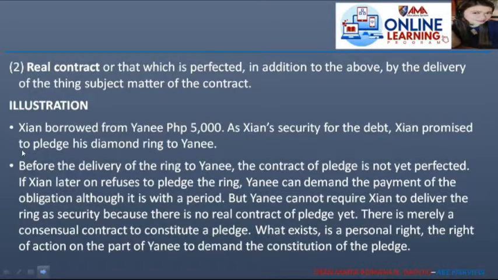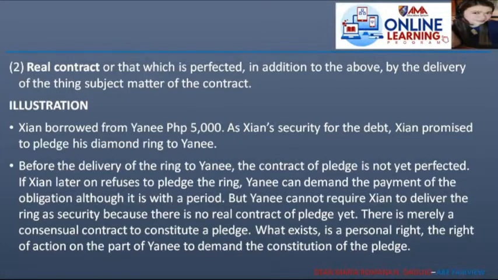So another classification is real contract. So una, consensual. Ito, real contract. Or that which is perfected in addition to the above by the delivery of the thing subject matter of the contract. So, aside from the consent of both parties, may add-on dito. May kailangan pa. Ano yon? Delivery of the thing subject matter of the contract. Kailangan ma-deliver muna bago turing na perfected yung contract.